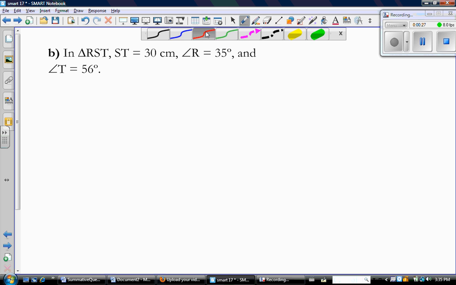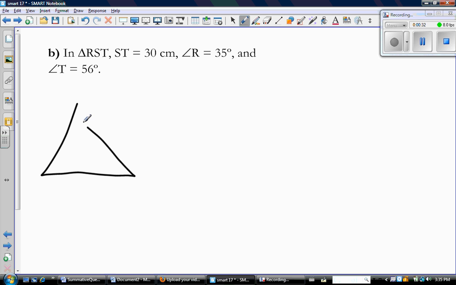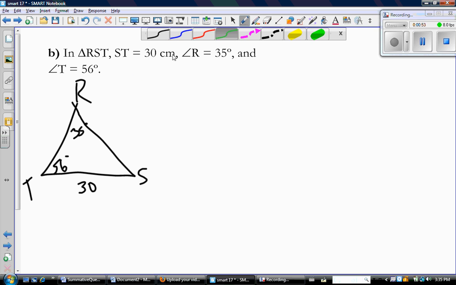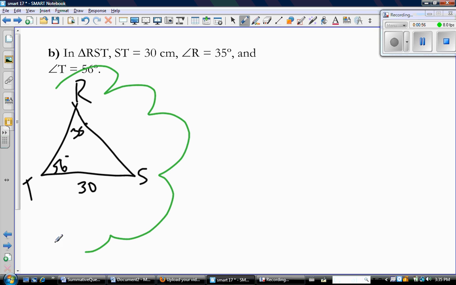If you watched the first video for part A, you know that the way that I like to sketch is, first of all, I draw a really terrible sketch, meaning I just draw any old triangle, give it the proper labels, and write the values I know. That's just to help orient myself for a proper sketch. So this is 30 centimeters, this is supposed to be 35 degrees, and this is supposed to be 56 degrees. That's the information that I know, and now that I've oriented it properly, the green represents my brain bubble.